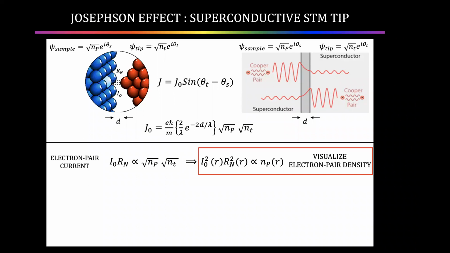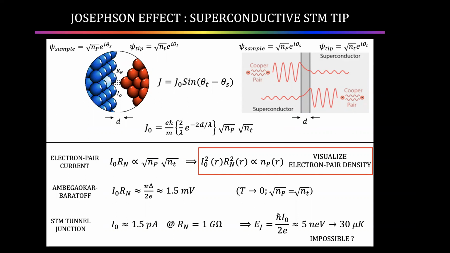Now, people have wanted to do this for many decades. But you can't really do it, not yet anyway. And the reason is that if you take an energy gap for the tip and the sample, let's say a typical energy gap near 1 millivolt, and a typical junction resistance for an STM of about a gigaohm, then the Josephson critical current will be picoamps, and the Josephson energy will be nanovolts, which is equivalent to tens of microelectron volts.